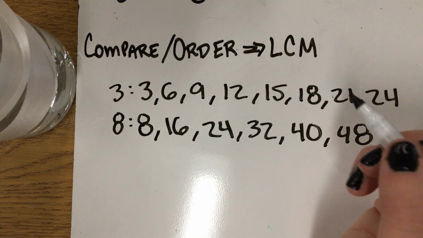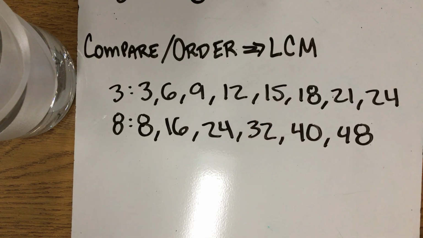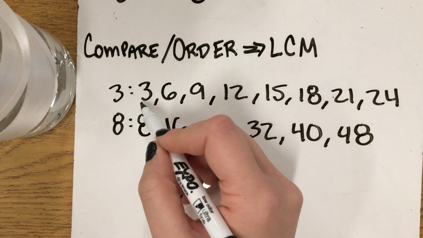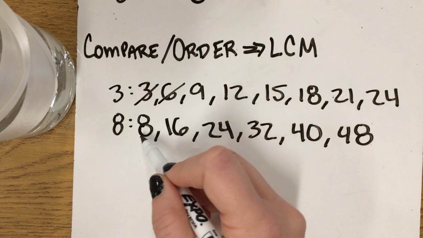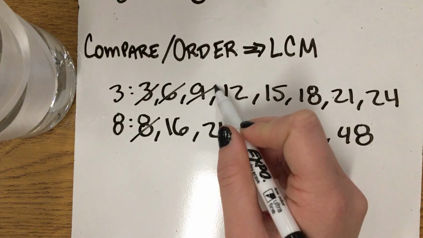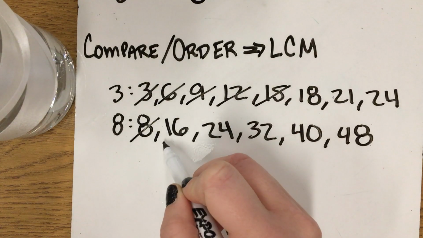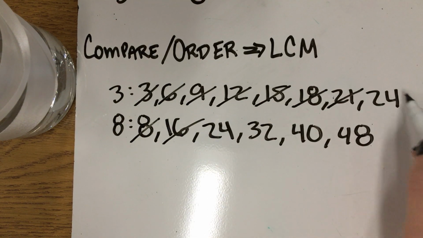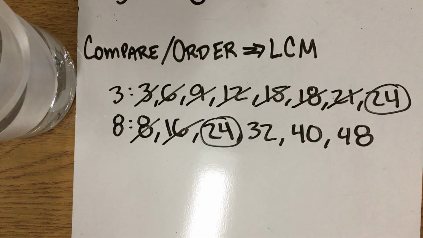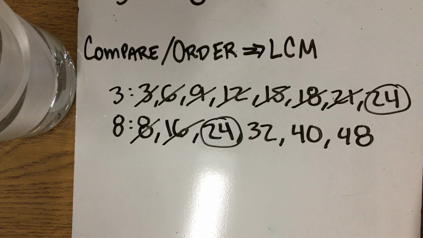This time, different from GCF, which is looking for the greatest, this time it's looking for the least for multiples. So I'm going to start on this side. They both don't share 3. They both don't share 6, 8, 9, 12, 15, 16, 18, 21. They do both share 24. So again, looking for the least common multiple for these ones when we compare and order fractions.